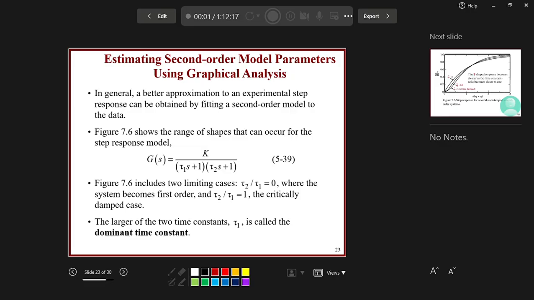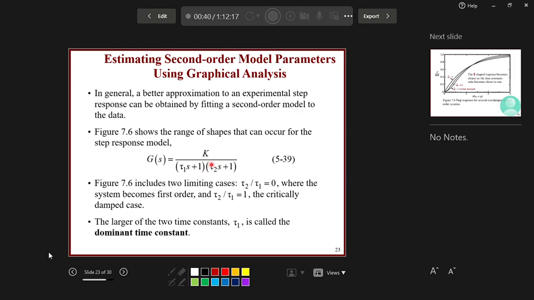Next, we consider higher order processes, starting with the second order process. The technique is basically similar to the first order process, in which we do a step in the input and monitor the output, and from the output and input we calculate the model parameters. However, the difference here is that the second order model will have different dynamics, as we saw previously, depending on the values of the time constants or the zeta parameter.